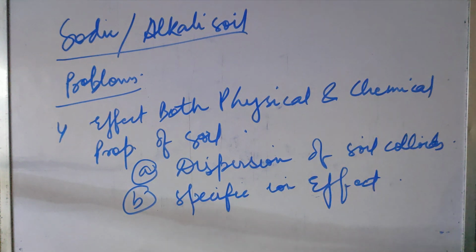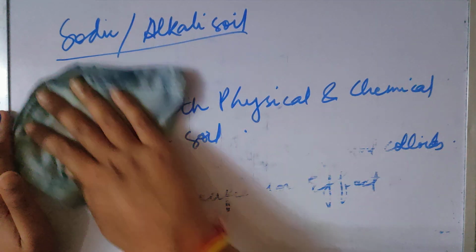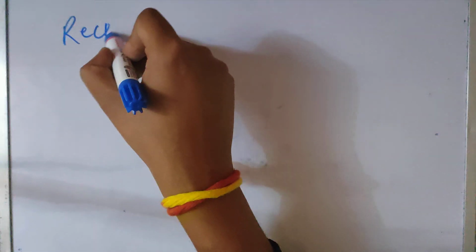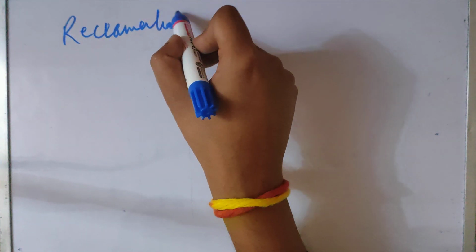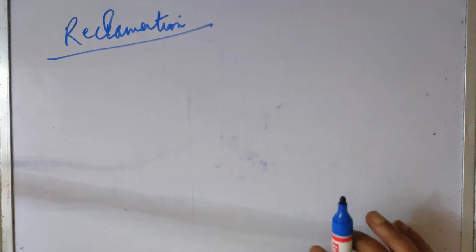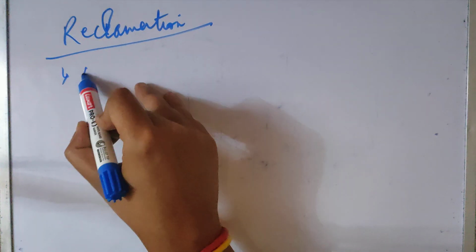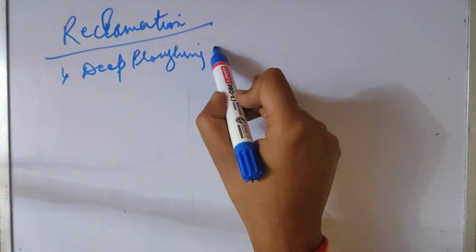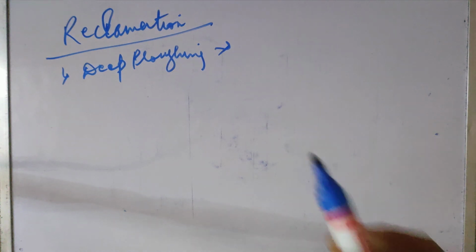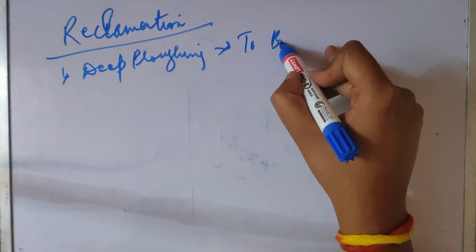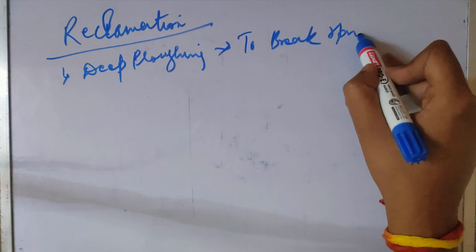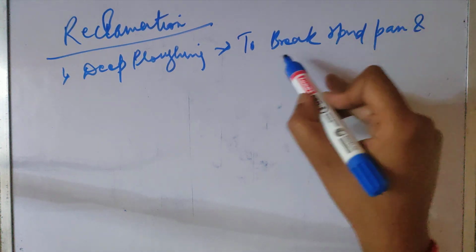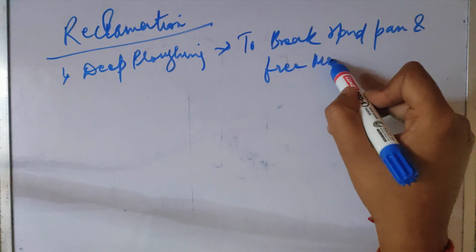Now how will you reclaim sodic and alkali soils? Reclamation of sodic and alkali soils. First of all, we will do deep plowing to break the hard pan, and that will help in free movement of water.